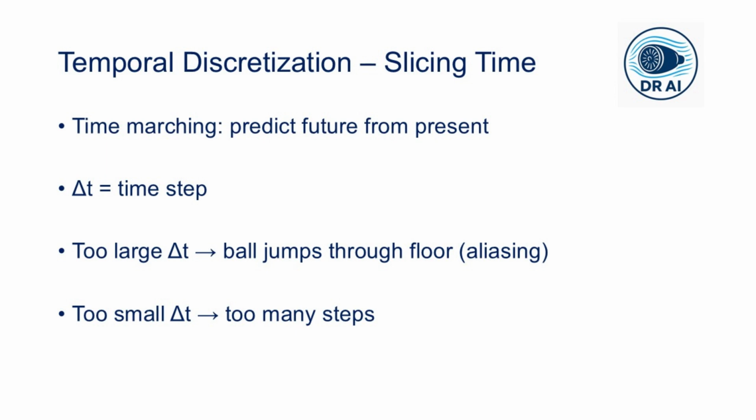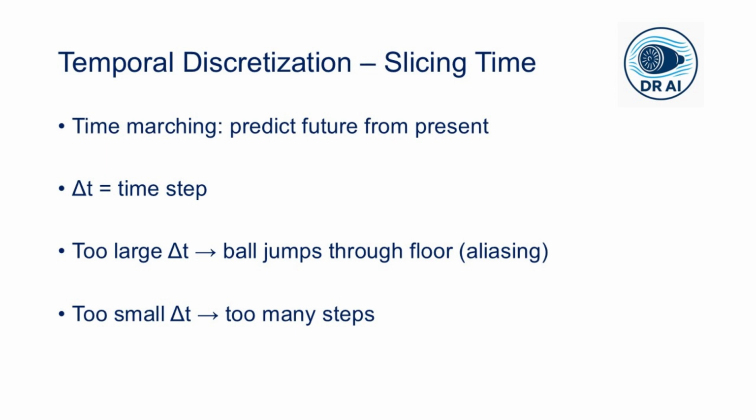So space is not the only thing we slice. We also slice the time. Suppose you want to simulate how a ball drops from a table to the floor. That continuous motion is a smooth parabola, but your computer cannot compute at every infinitesimal instant. You choose time steps, for example delta t equals 0.01 seconds. At t equals 0, you know the position and the velocity. You use the physics to predict the position at t equals 0.01. Then you update, predict again, and so on. This is a time marching problem.